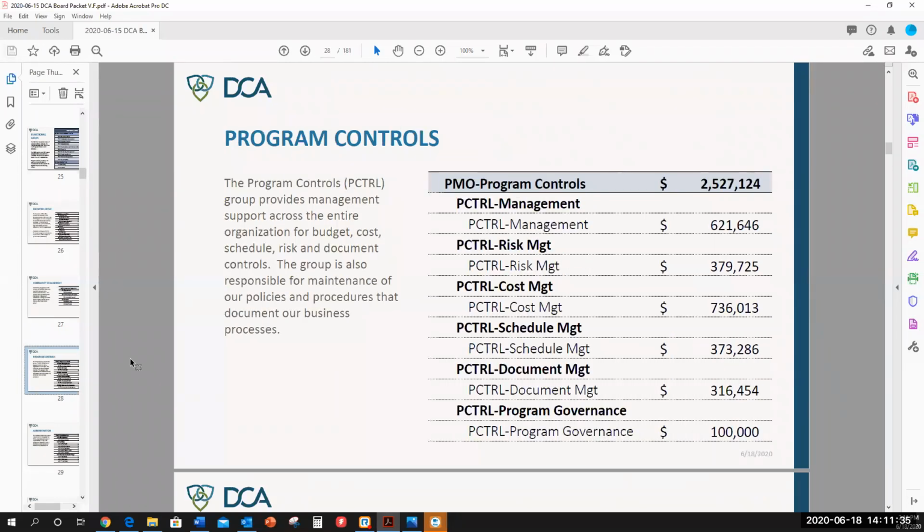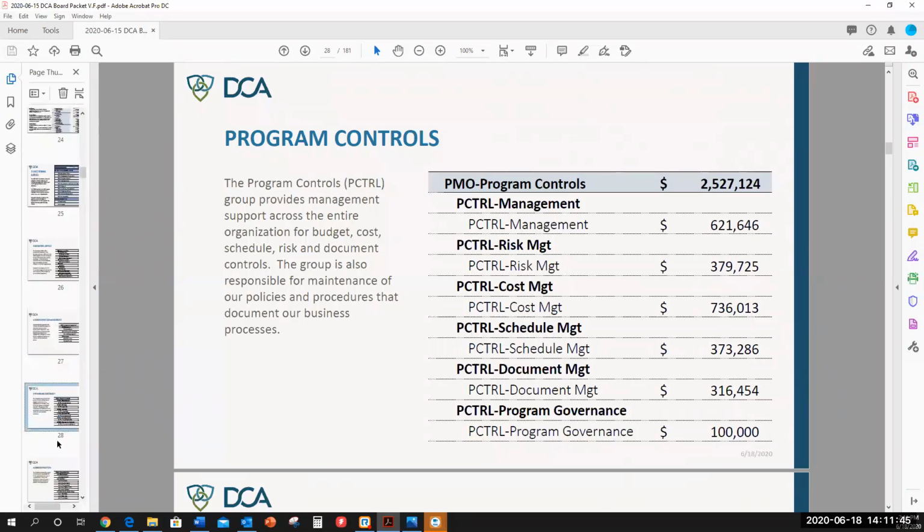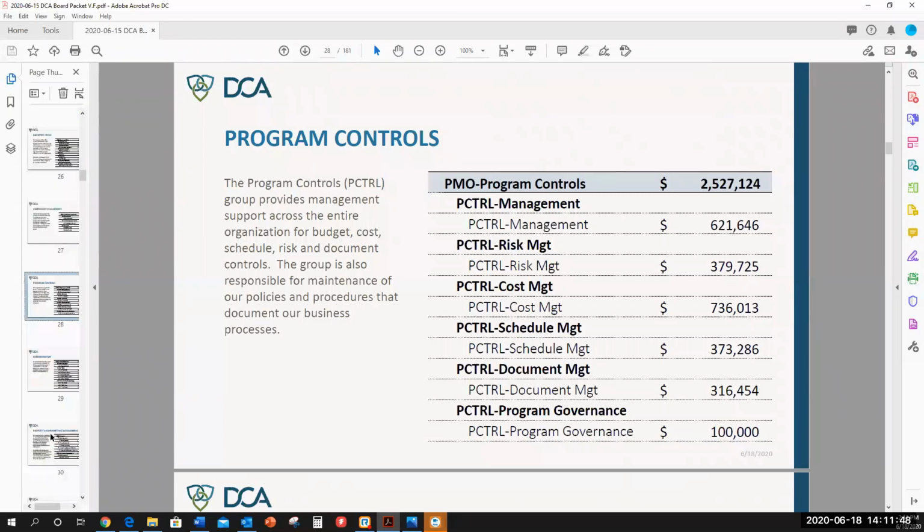Program controls budget includes the staff that provide our core program control functions along the lines of cost, schedule, risk, and document management. And then under program governance, that's the continued development, maintenance, and editing of our policies and procedures for the way that we execute the program.